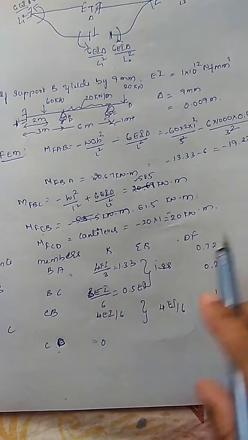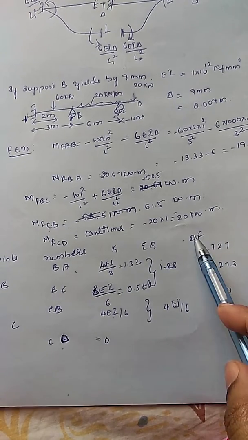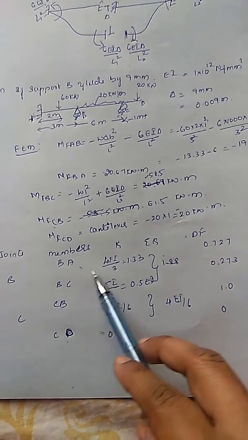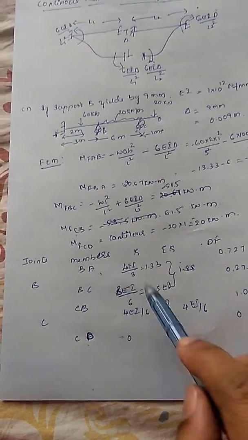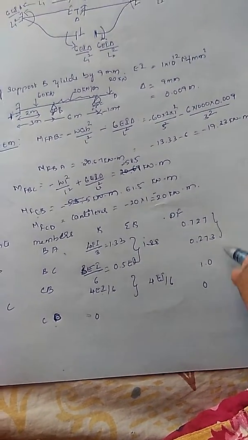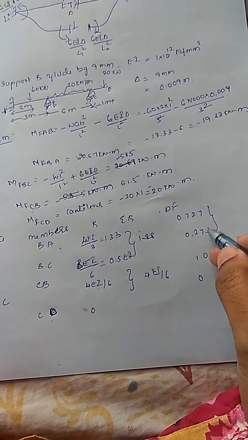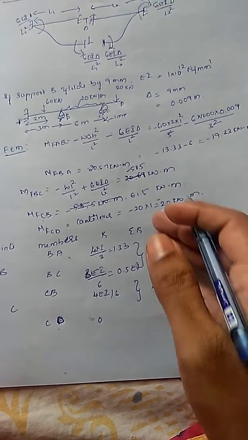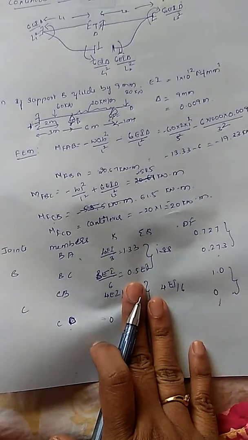As you know, the distribution factor is K divided by sigma K, so we substitute the values. You should remember that when we add these two terms, it should be equal to 1. So this is equal to 1 and this is equal to 1. Then whatever we are solving, the method is right.